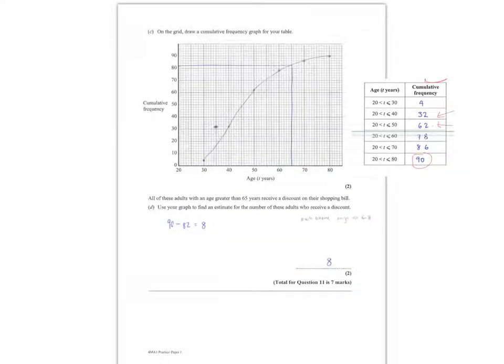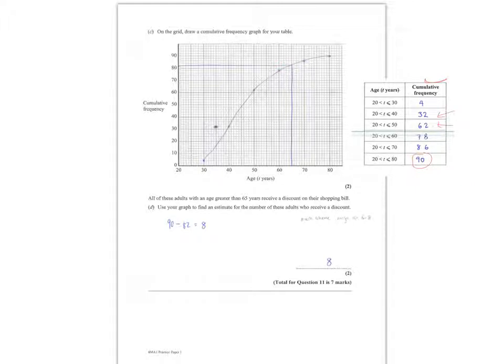When plotting the data on a cumulative frequency graph, the key is to remember to plot the cumulative frequency at the top of the data range. So the group 20 to 30, I need to plot the point 4 at the point 30, plot the point 32 at the point 40, plot the point 62 at age 50, plot the point 78 at age 60, etc.